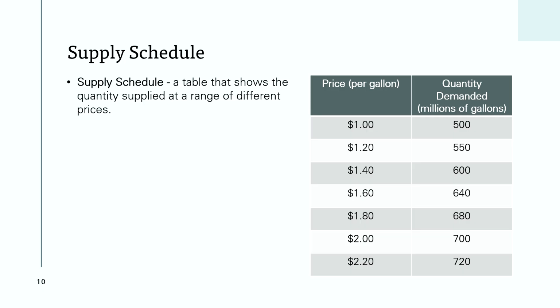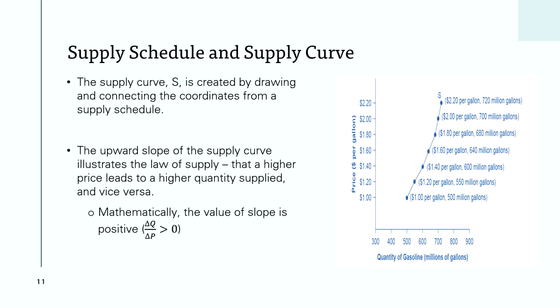A supply schedule is a table that lists the different prices and the quantity producers are willing to supply at each price. Just like with demand, this table will be used for plotting the supply curve. Here we convert the supply schedule into a supply curve. Each pair of price and quantity supplied forms a point, and connecting those points gives the upward sloping supply curve. The upward slope means the law of supply: a higher price leads to a higher quantity supplied.